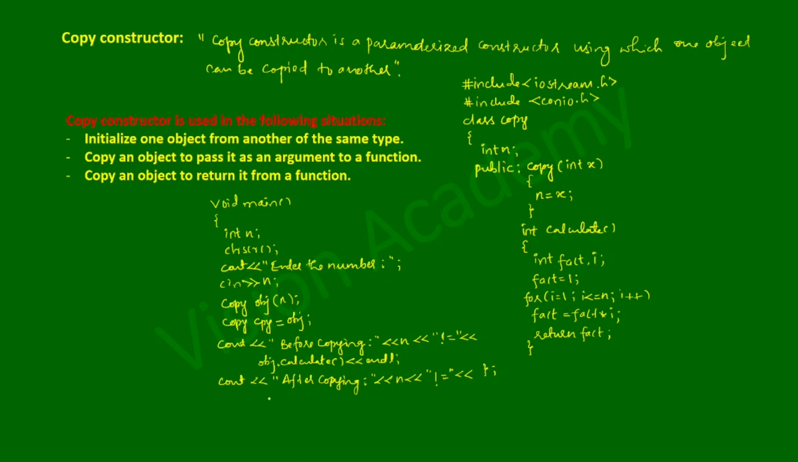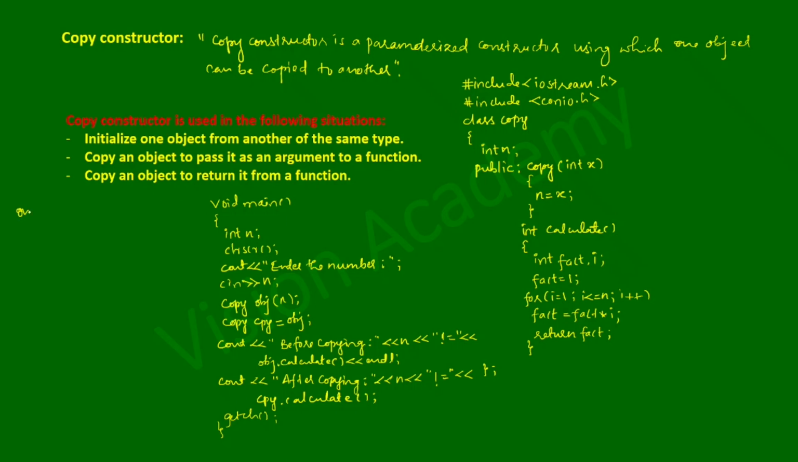Now I'm going to use the second object called cpy. I'll write here cpy dot calculate, round opening and closing braces, and then you put semicolon. Here I'm going to write getch function, then curly closing brace. Now let us check out the result.